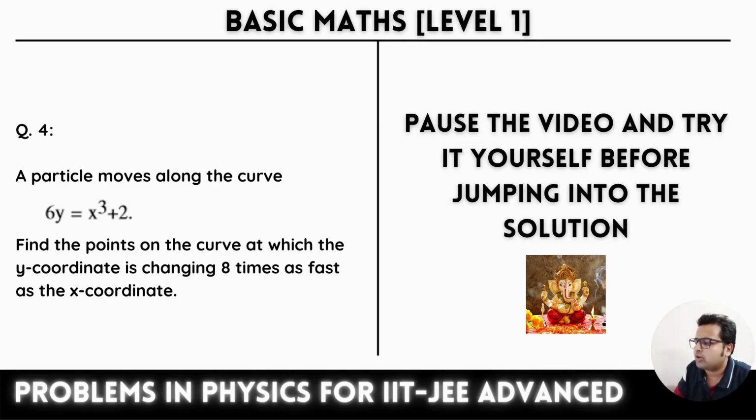Find the points on the curve at which the y coordinate is changing 8 times as fast as the x coordinate. Okay, so you have to find those special points on the curve where the change in the y coordinate is 8 times as fast as the change in the x coordinate.